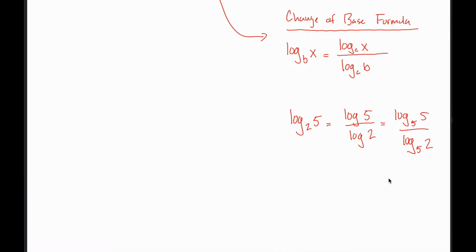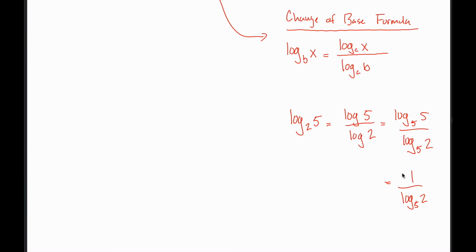Wait, the log base 5 of 5, isn't that just equal to 1? Yup. So wouldn't this just be the same as 1 over the log base 5 of 2? Yup. That's kind of interesting. The log base 2 of 5 is the same as 1 over the log base 5 of 2. Yeah, and that's true for any numbers, not just 2 and 5. When you switch the argument in the base, you're really just taking the reciprocal.